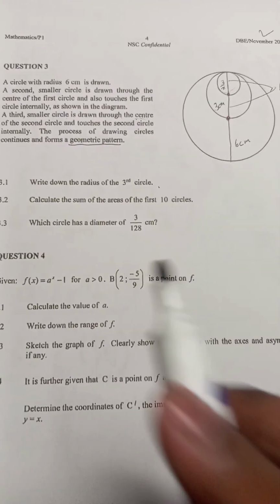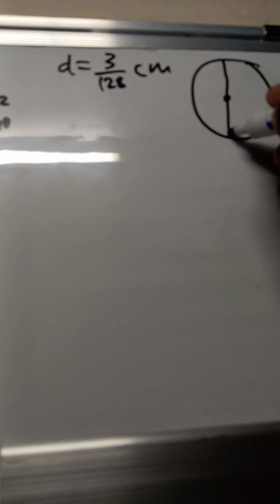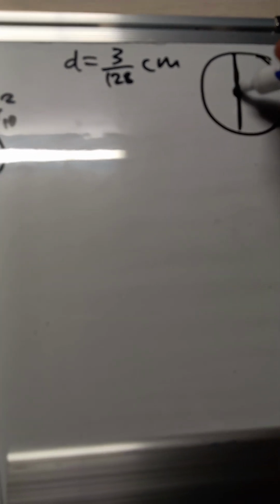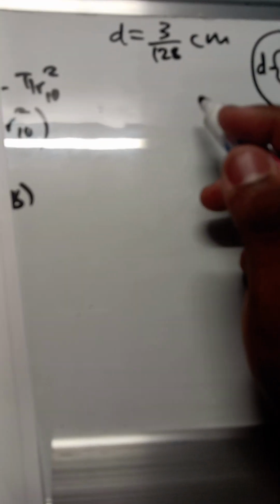Now, the next question says, which circle has a diameter of 3 over 128? So the diameter is 3 over 128 centimeters. What you have to know, guys, is that a diameter is a line drawn from one end to the other end. So this line here is basically our diameter. Then from here to here, this is the radius. Can you see what I'm trying to show you here? Since I have the diameter 3 over 128, let me find the radius, because they gave me the diameter.